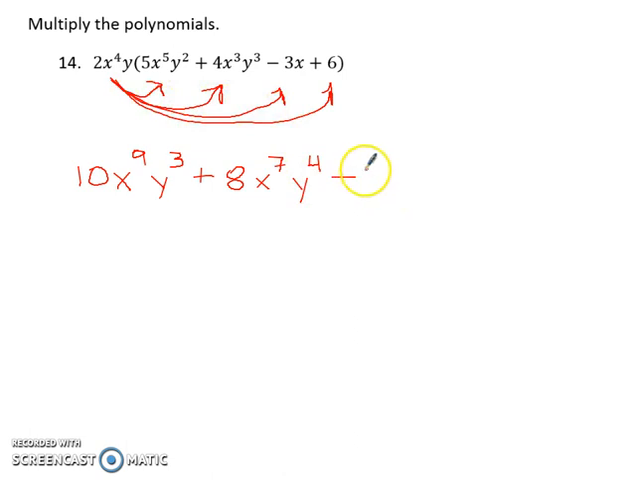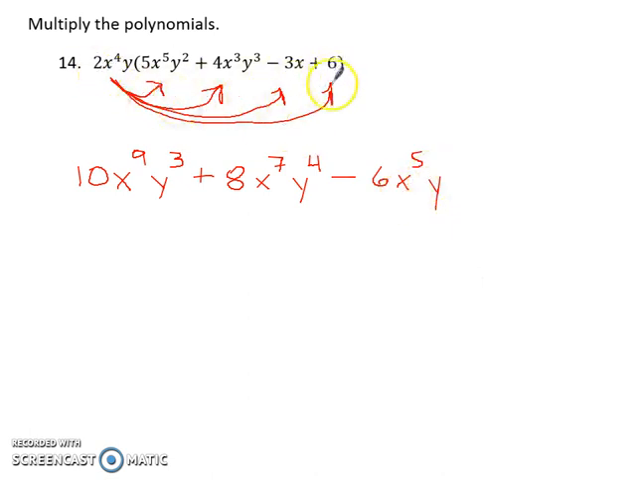We have to multiply the coefficients. So negative 3 times 2 is negative 6. And x to the fourth times x to the first is an x to the fifth. And there's no y there. So y is included in this whole multiplication, so we have to include it again. Tack the y on in the end there.